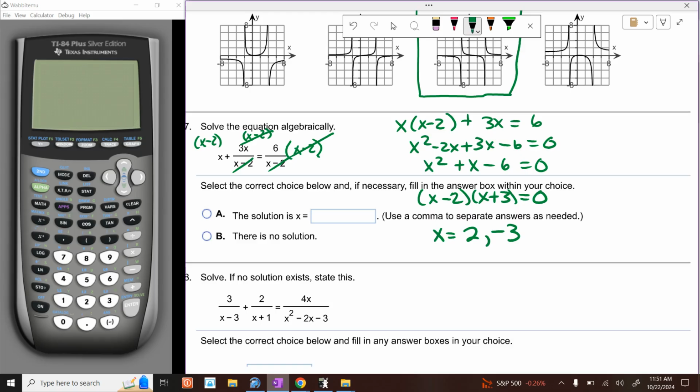What do you always have to do in these problems? Check your answers. If you stick in 2, that makes the denominator 0. So that's an extraneous solution. Stick in a -3, that'll work. So -3 is your answer. Because this is -6/5. This would be -9/5 and -3. -3 plus a -9/5 is a -6/5.